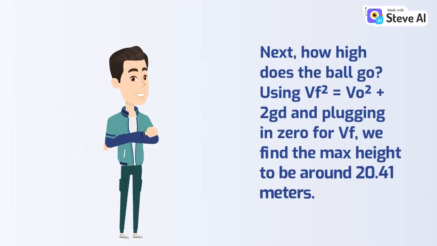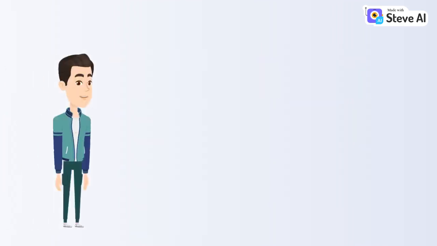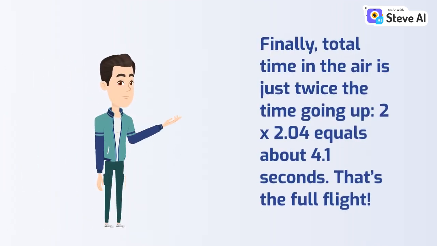Next, how high does the ball go? Using Vf² = Vo² + 2gd and plugging in 0 for Vf, we find the max height to be around 20.41 meters. Finally, total time in the air is just twice the time going up. 2 times 2.04 equals about 4.1 seconds. That's the full flight. Ready for another?